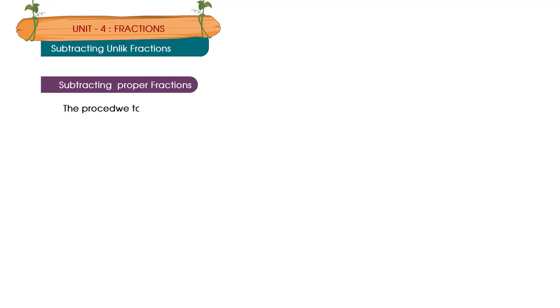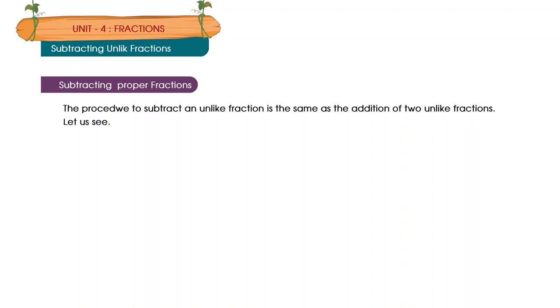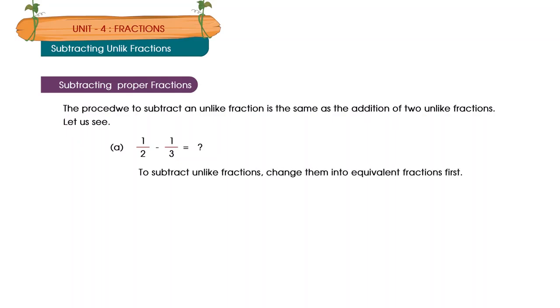Subtracting unlike fractions. Subtracting proper fractions. The procedure to subtract an unlike fraction is the same as the addition of two unlike fractions. Let us see. A. 1/2 minus 1/3 is equal to how much? To subtract unlike fractions, change them into equivalent fractions first.